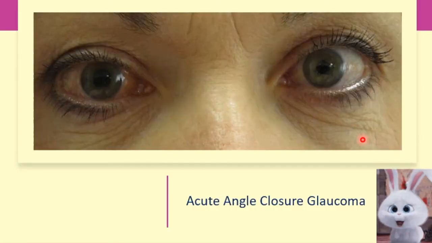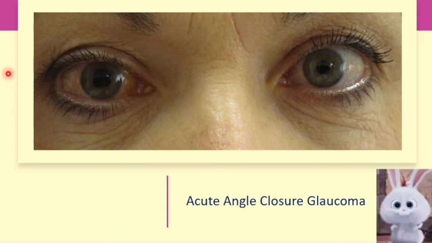Now, class, this is actually an example of an acute angle closure glaucoma. Based on this image, this shows a right eye with an IOP of 42. So that's double the normal. And then, class, if you note the left eye, you can notice that there is a mid-sized pupil on the left that is non-reactive to light.